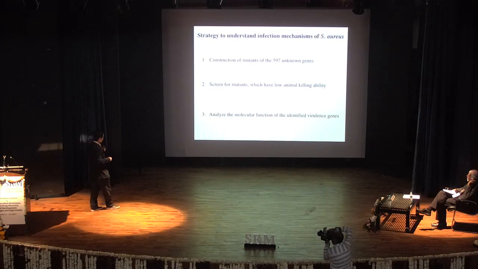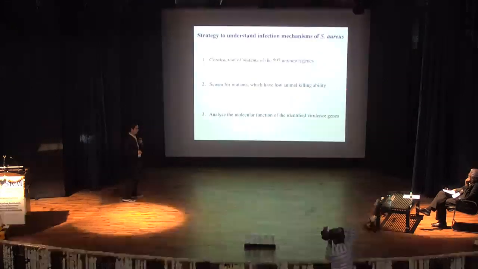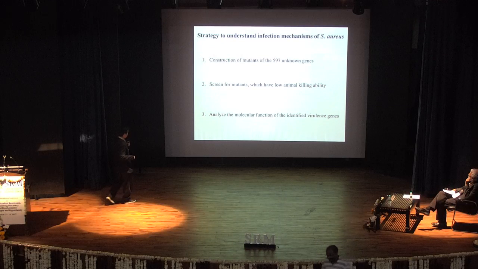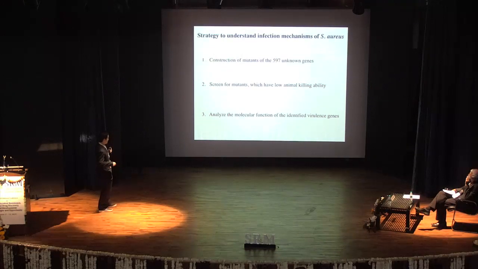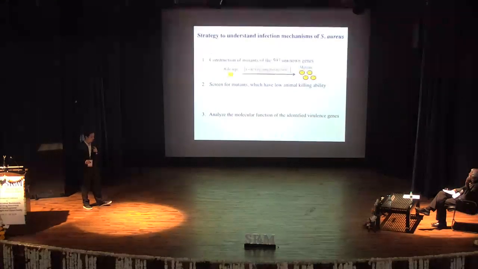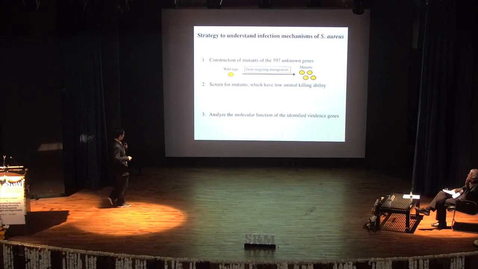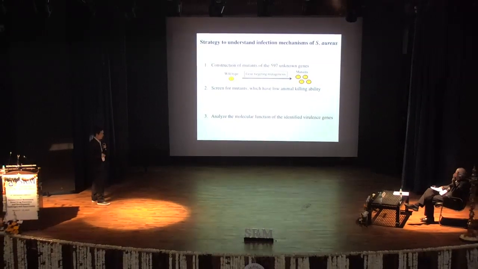The first step is to construct mutants of the 597 unknown genes. Second, we perform screening for mutants that show low animal killing ability. The third step, we analyze the molecular function of the identified virulence genes. At first, we generated the mutants by gene targeting. We succeeded in obtaining many mutants, so there was no problem in the first step.